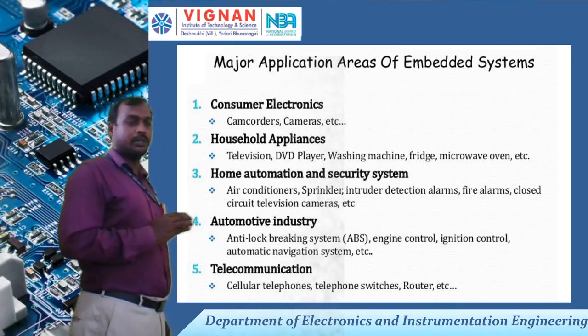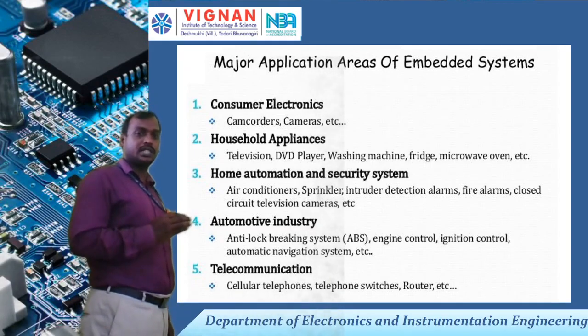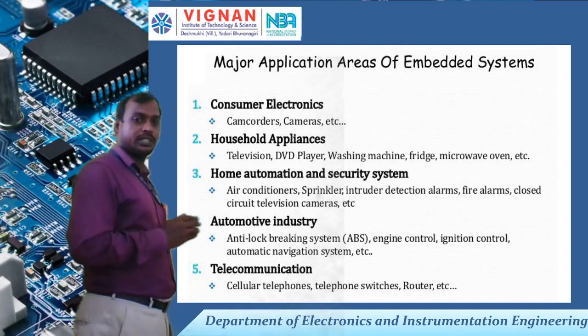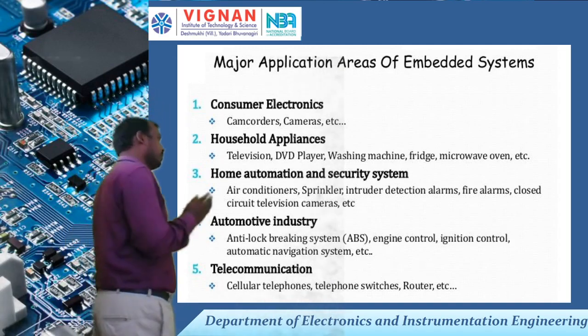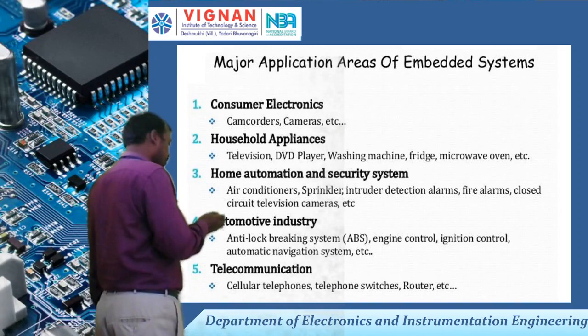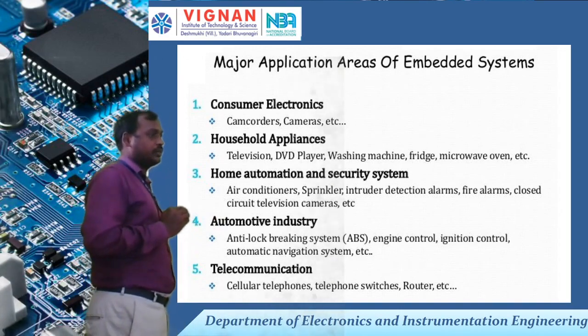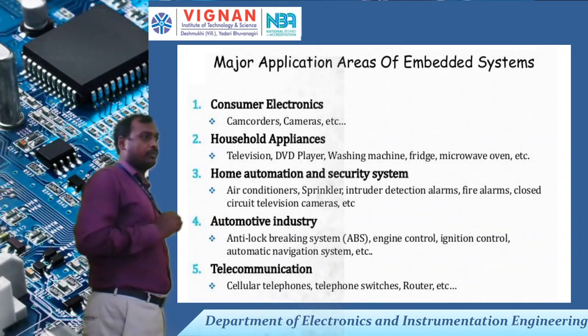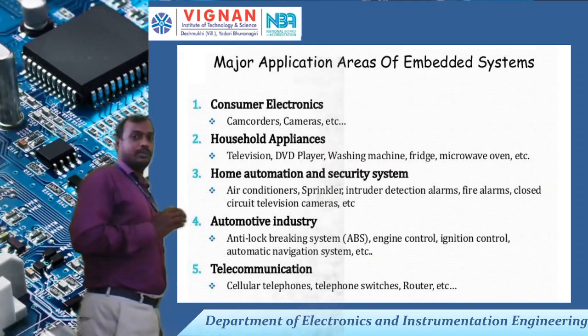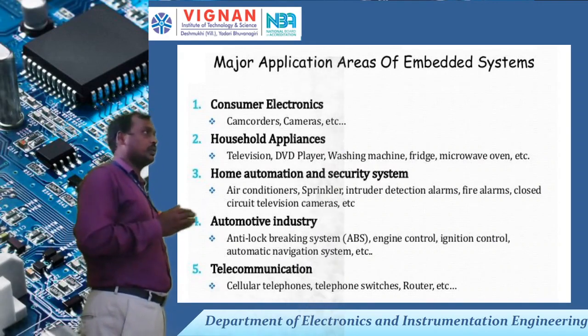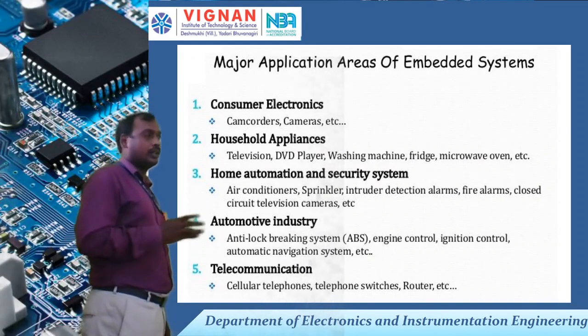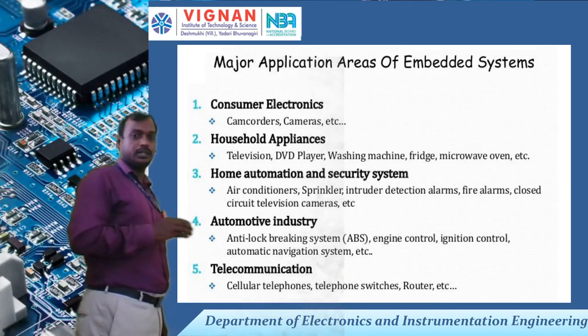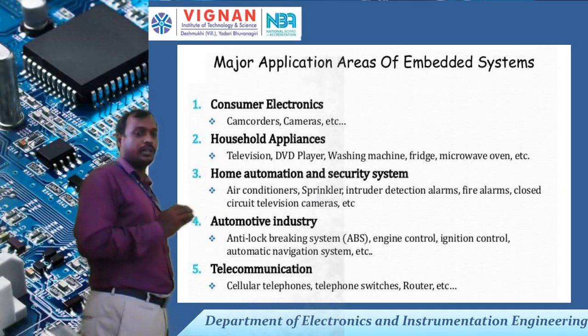So next, telecommunication. In telecommunication: cellular telephone switches, routers. Here routers means, suppose we are taking five systems or some other two laptops, tabs. For this, we need to distribute the internet with the help of the routers.